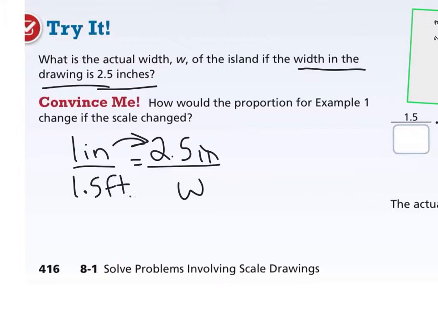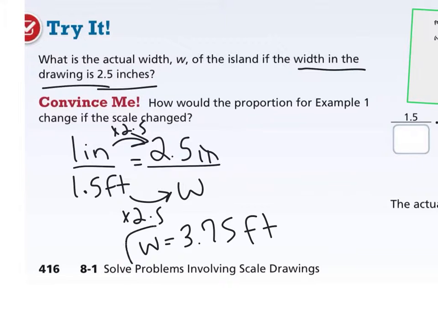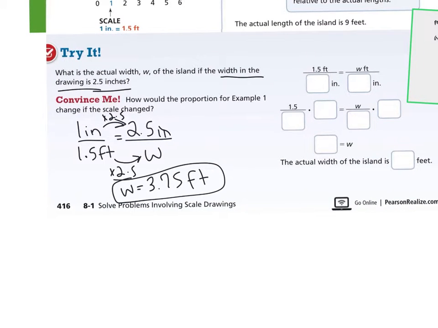On this one, we can look for a pattern, multiplying or dividing. In this case, if we go from 1 to 2.5, that'd be multiplying by 2.5. And if you multiply that out, you get 3.75 feet would be the width. And again, the way the book did it, it's fine. It's just inverted, you could say. Everything's just flipped upside down from what we did.